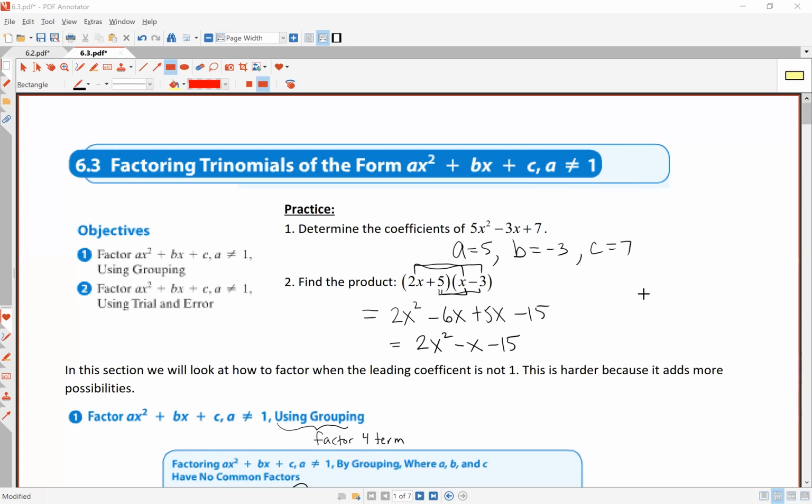This video covers section 6.3, factoring trinomials of the form ax squared plus bx plus c, where a is not equal to 1. Objective 2, factor ax squared plus bx plus c, where a is not equal to 1, using trial and error.